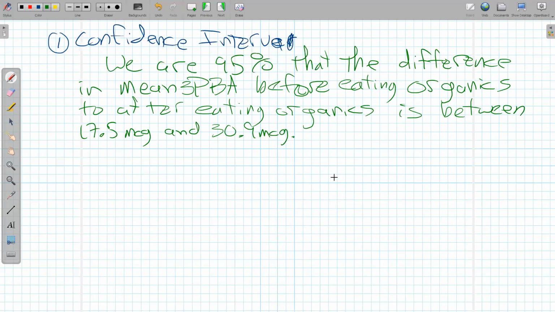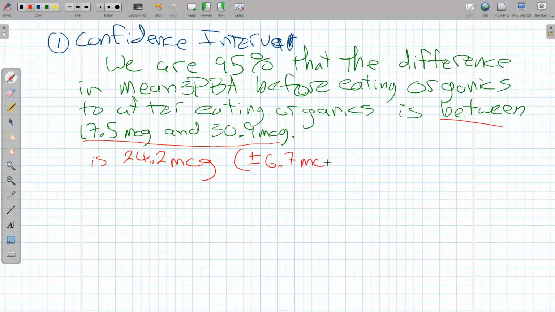Often we'll just state the mean. So if we were to look this up and this was in a news article, they would probably say, we just think the difference is about 24.2. And then there'd be a link to look up the original report, and then they would talk about the margin of error. So alternatively, instead of saying between here, they might just say it is 24.2 micrograms. And then there'd be some fine print that says plus or minus 6.7 micrograms, the margin of error. So there's a couple of ways we report that.